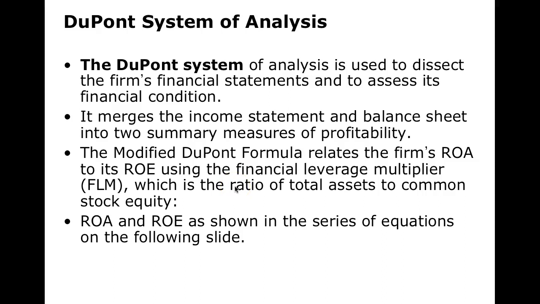Okay, let's talk about the DuPont system. The DuPont system is a system of analysis to help dissect the financial statements a little bit more quickly and understand and assess the financial condition of the company. It merges the income statement and balance sheet together into two summary measures of profitability. So the DuPont formula relates to the firm's return on assets and to its return on equity using the financial leverage multiplier, FLM, which is the ratio of total assets to common stock equity. So return on assets and return on equity are shown in a series of equations relating them to each other so we can find points of weakness.